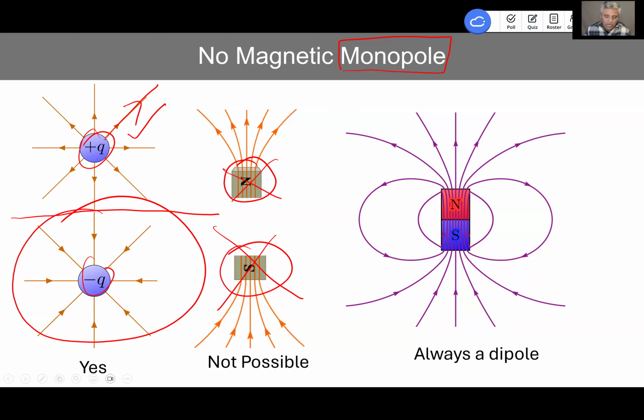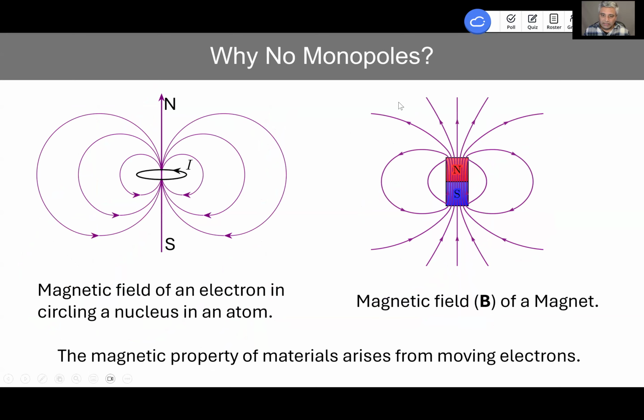So now, why? What's the reason then? Why can't we have just a North Pole or just a South Pole, right? The question arises. To answer that question, we have to look at the origin of the magnetic field, okay? How the magnetic property of a material arises.